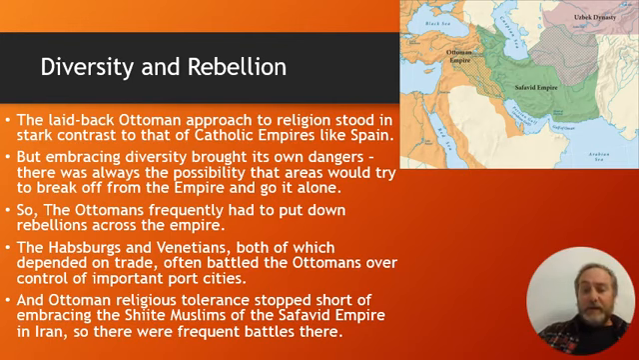They also had competitors in trade, right? You had the Habsburgs in Central Europe, the Venetians in Italy, also empires dependent on trade. They very much would like to control some of the territories the Ottomans controlled, and there were often battles over the control of certain port cities. So the one group that the Ottomans were not very tolerant of religiously were Shiite Muslims, because they were part of the Safavid Empire, this Persian Empire in Iran, and so there were often frequent battles there.